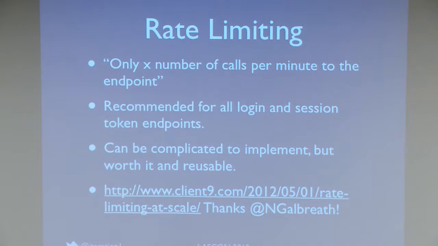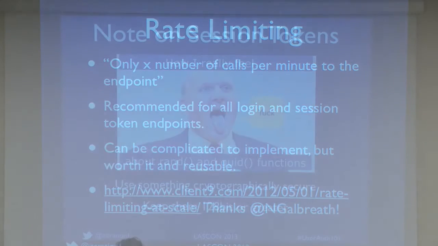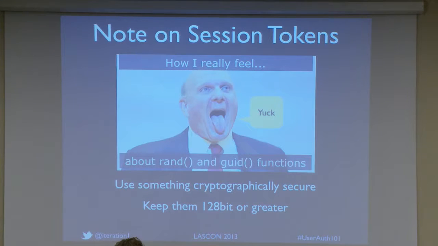And there are some strategies. I put a link in here. Nick Galbraith, who gave the keynote yesterday, has a really good blog post on rate limiting, so I would check that out. Some caveats: when you initially implement rate limiting it might be a little difficult, because there's a lot of code to think about, especially if you have distributed servers. It's hard to implement up front, but it's totally recommended and usable in all of your other APIs as well. So take a look at that.